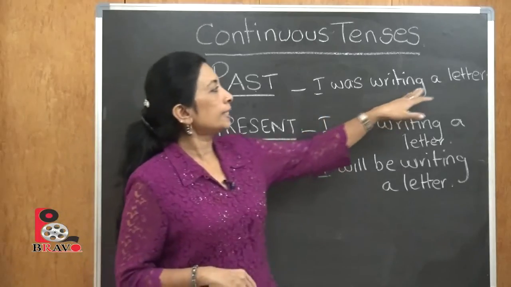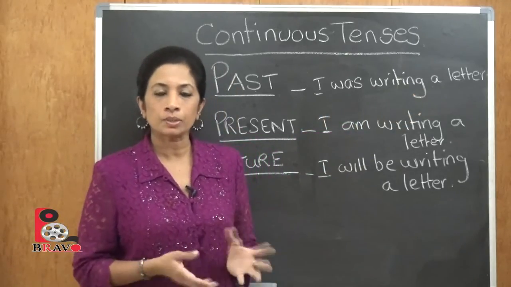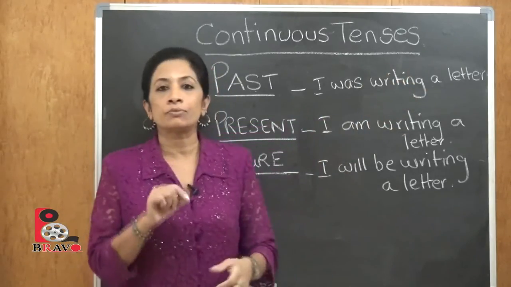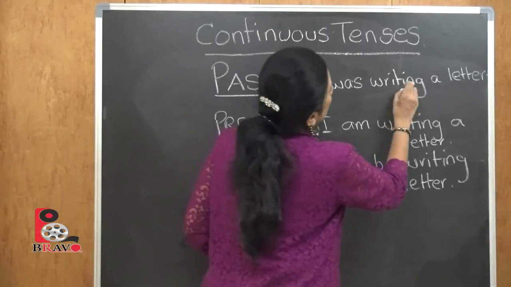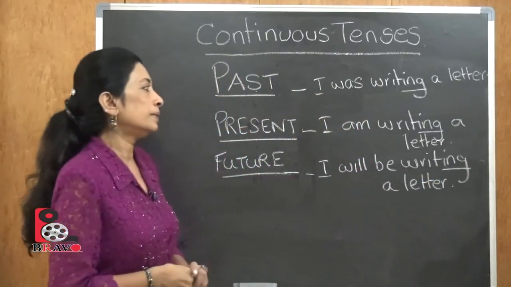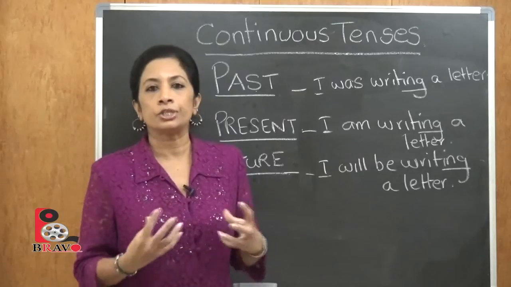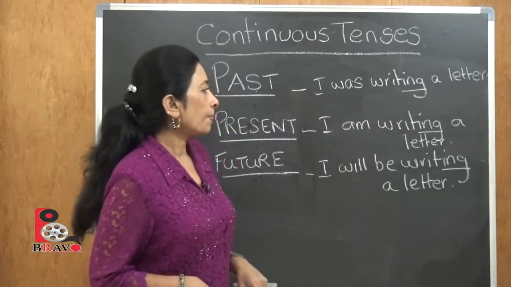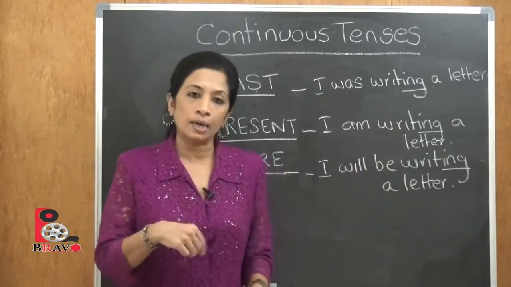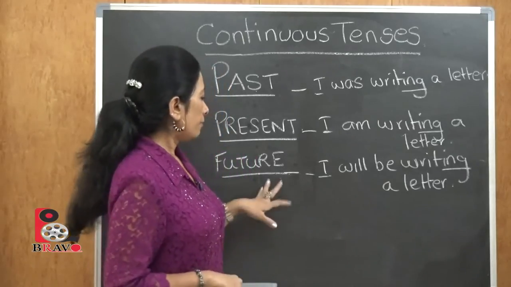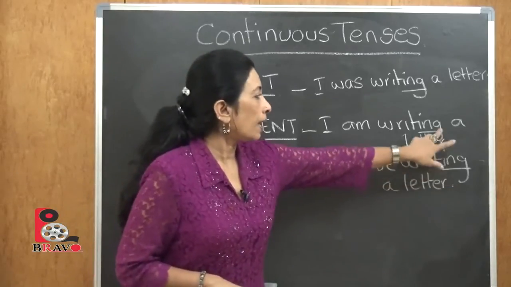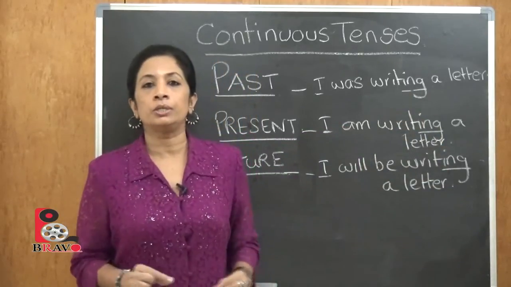So here, I was writing a letter. It's a past tense because of 'was', but still the continuous tense is here. It's writing with ing. So you can see ing is added on to the word. It means it's continuing. So, I was writing a letter. Now in the present continuous tense, I am writing a letter. I'm still writing the letter. In the future, I will be writing a letter.